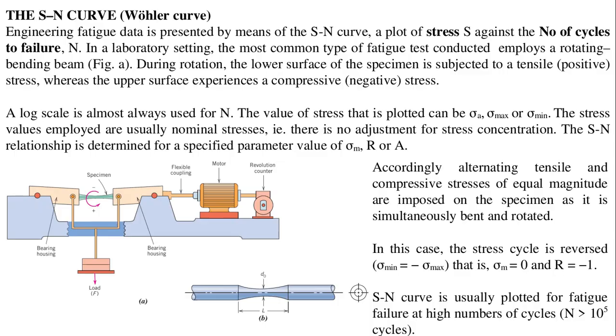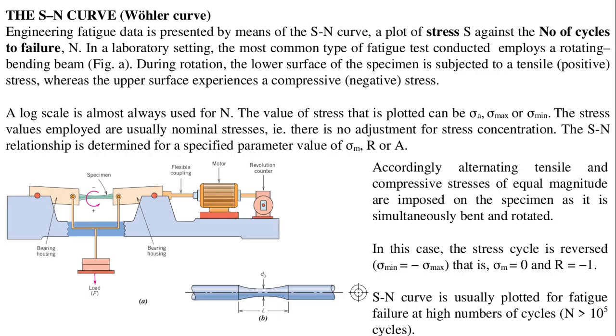Now we try to understand the fatigue tests. Laboratory tests for fatigue commonly employ a rotating bending beam. During rotation, the lower surface of the specimen is subjected to a tensile, positive, stress, whereas the upper surface experiences a compressive, negative, stress. During one cycle of rotation, the stress at any one point goes through a complete sinusoidal cycle from maximum tensile stress to maximum compressive stress.